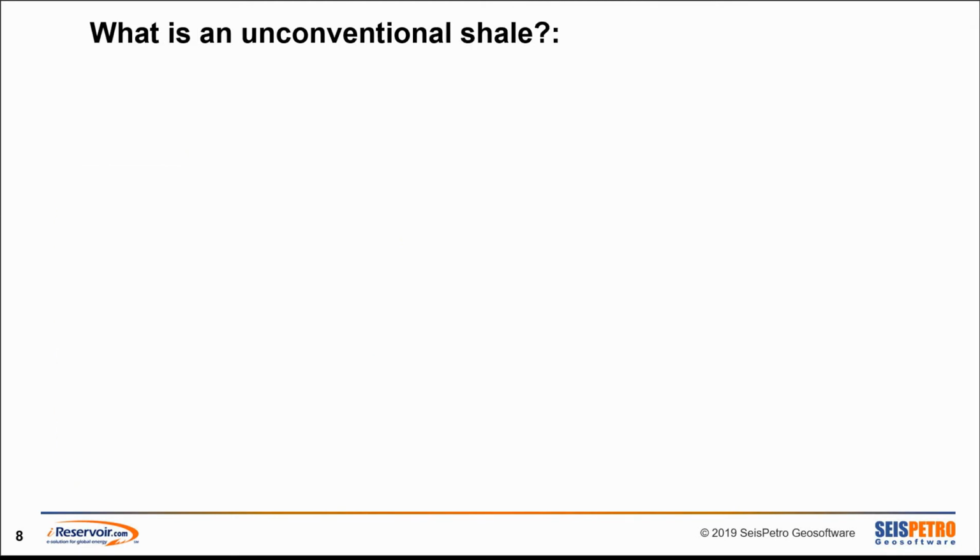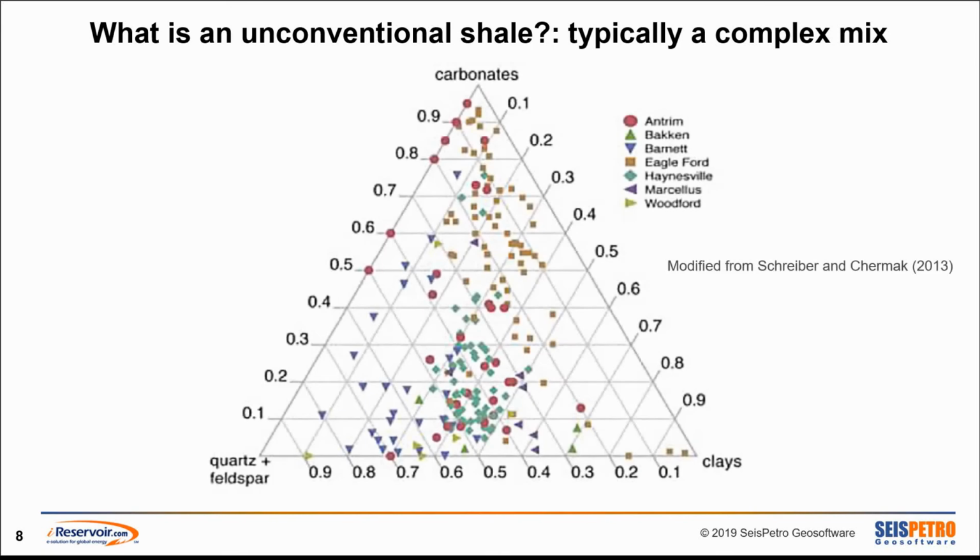The manual adjustment of the metrics works fine if we don't have too much uncertainty on the composition of the rock and the properties of the different constituents of the rock. But let's examine, for instance, what happens in an unconventional shale. What is an unconventional shale? Well, unconventional shales are typically a complex mix of minerals that range from quartz and feldspar, clays of different kinds, and different types of carbonates.